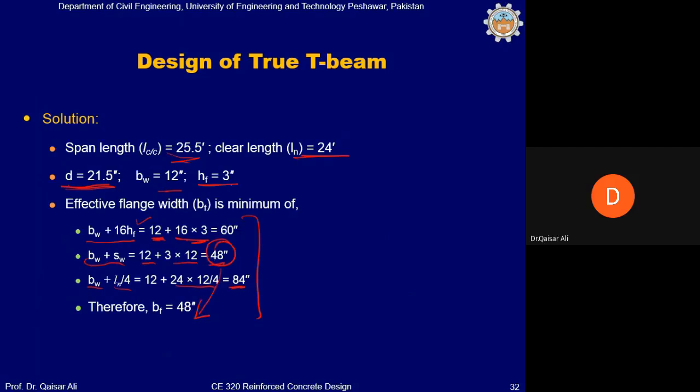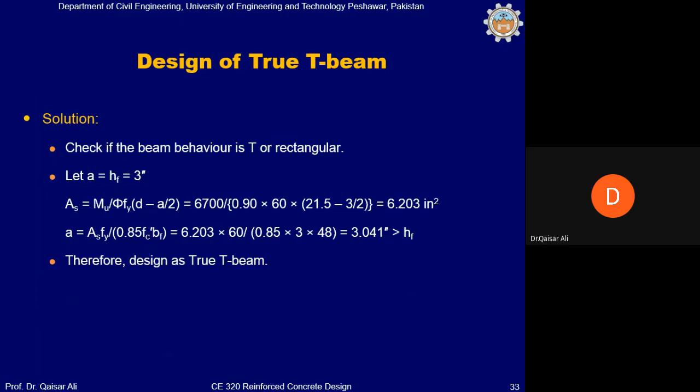And now you can assume small a equal to hf equal to 3 inch, and calculate AS from this. AS comes out to be 6.203 square inch. Recalculate small a. Then small a is slightly more than hf. So this beam will be designed as a T-beam, so we will call this a true T-beam.